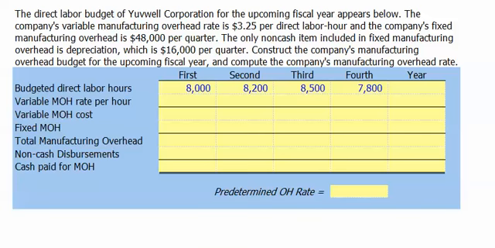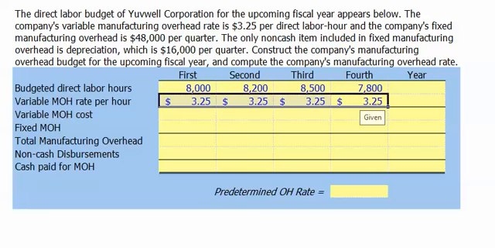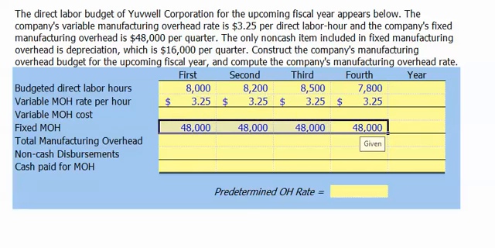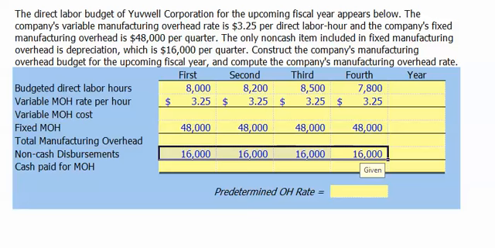The direct labor budget of the UVL Corporation for the upcoming fiscal year appears below. The company's variable manufacturing overhead rate is $3.25 per direct labor hour, and the company's fixed manufacturing overhead is $48,000 per quarter. The only non-cash item included in fixed manufacturing overhead is depreciation, which is $16,000 per quarter. Construct the company's manufacturing overhead budget for the upcoming fiscal year and compute the company's manufacturing overhead rate.